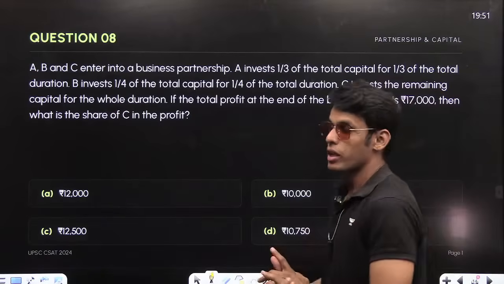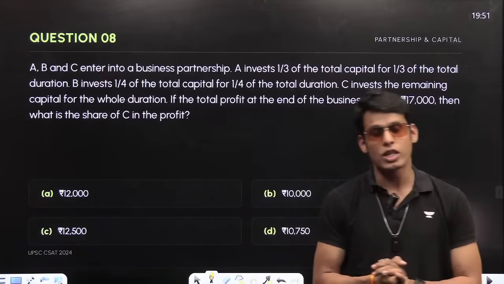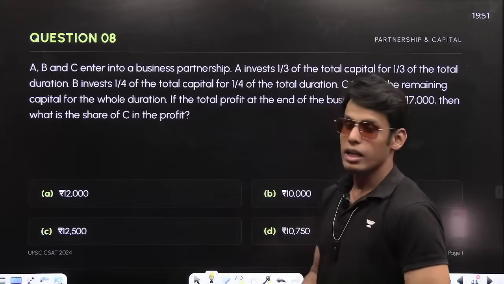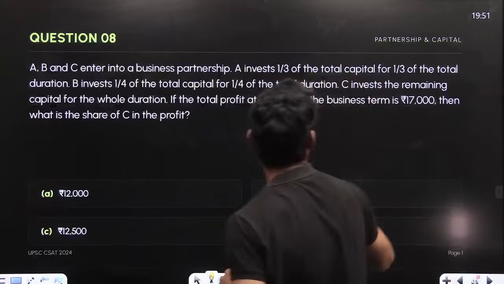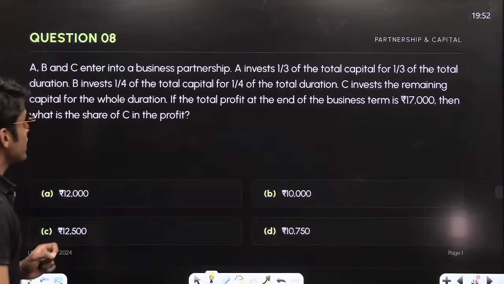So let's see. The first problem which I saw was question number 8. This problem is partnership in capital. A, B, C enter into a business partnership.